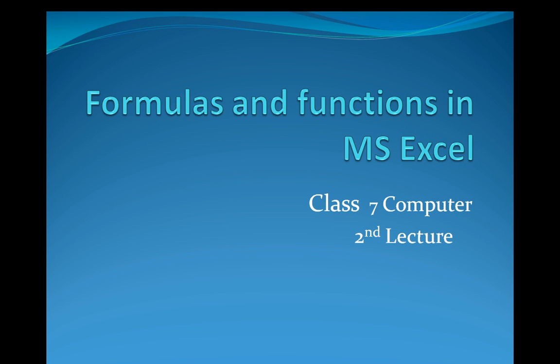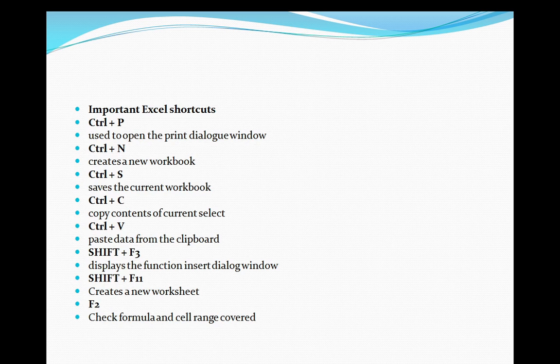Before going to formulas, we will learn some specific shortcuts which will help us perform well in MS Excel. Important Excel shortcuts are: Control plus P is used to open the print dialog window. Control plus N creates a new workbook. Control plus S saves the current workbook. Control plus C copies the content of the currently selected cells. Control plus V pastes data from the clipboard.